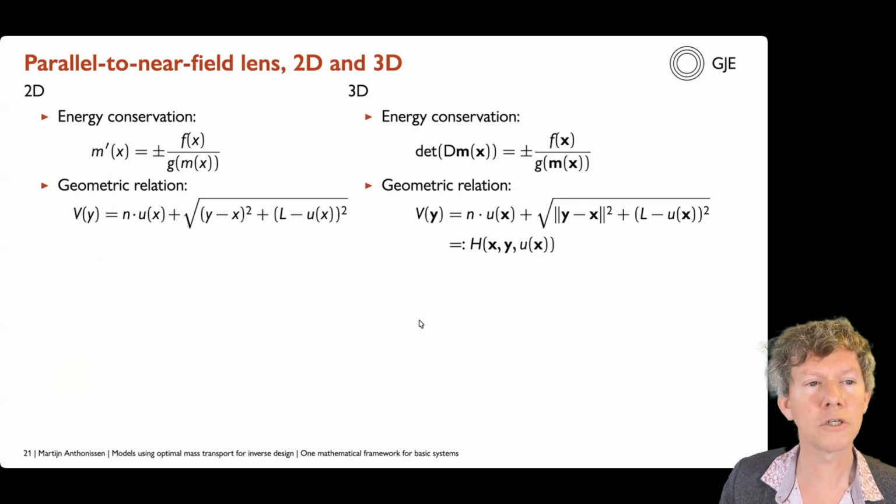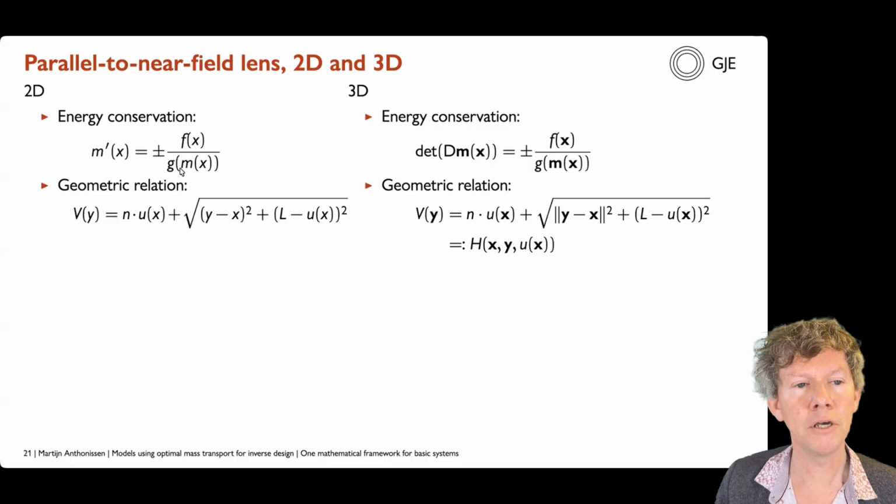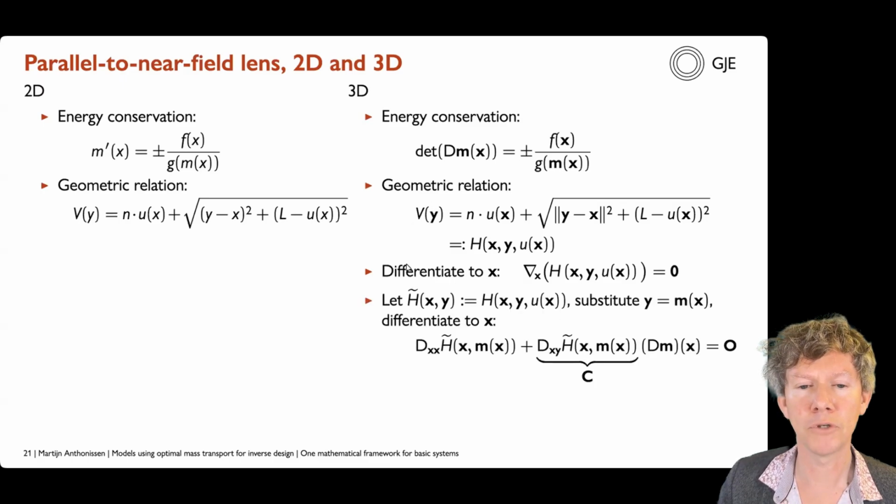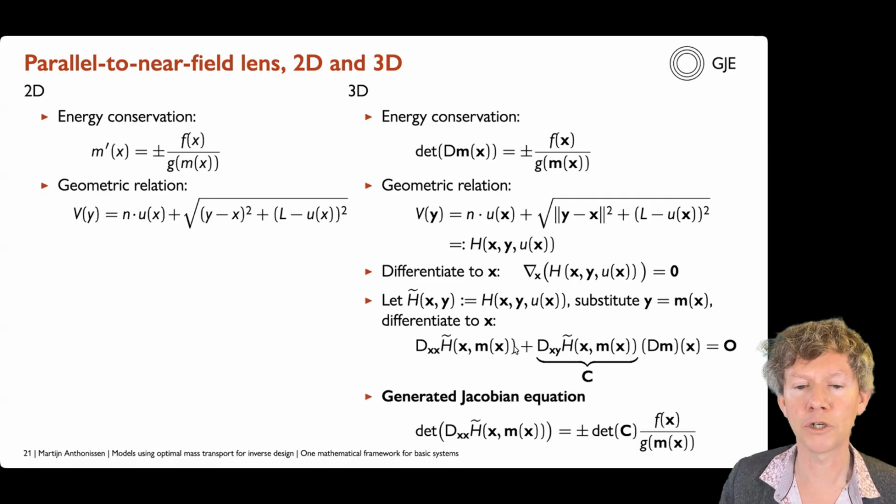So what we have done so far is here the 2D formulation, here the 3D formulation, and it gets a bit more complicated again. So now I have this equation here, I differentiate to x, the v drops out, I only have the unknown u in here. This is just a little bit of notation. I can substitute the optical mapping and differentiate again. And now I find an equation of this type. So what you see here is again a generalization, and this is called a generated Jacobian equation.